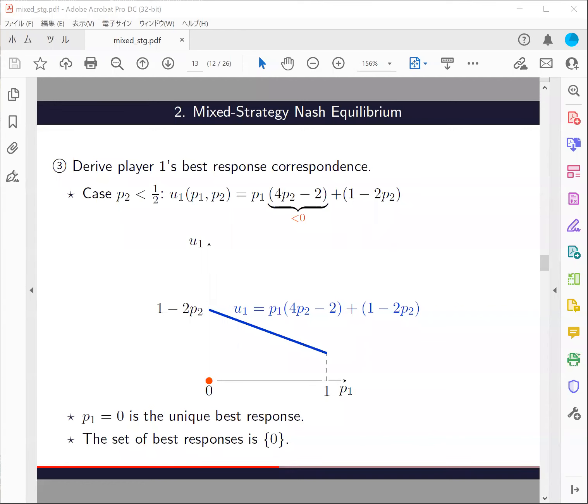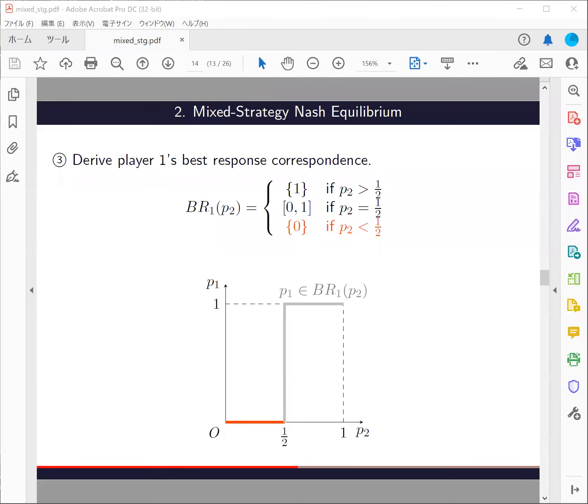Lastly, we consider the case in which the coefficient on P1 is negative. And this is the case when P2 is less than 1/2. In this case, the expected payoff of player 1 is strictly decreasing in P1, and so player 1 chooses H with probability of 0 to maximize his expected payoff. Therefore, the best response correspondence of player 1 is 0 as long as P2 is less than 1/2.